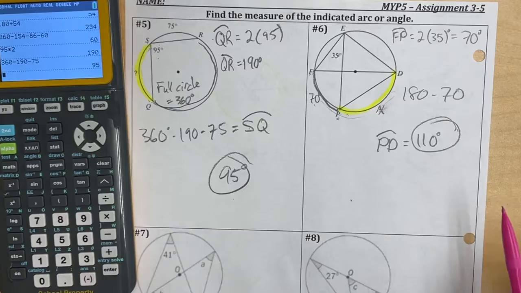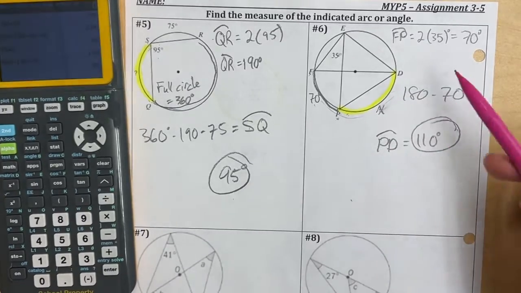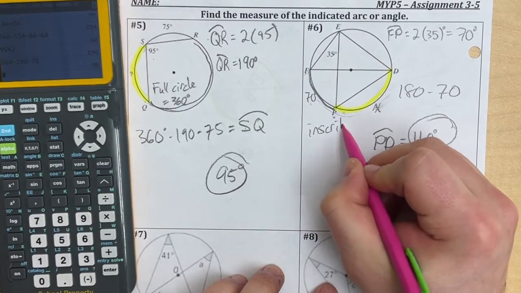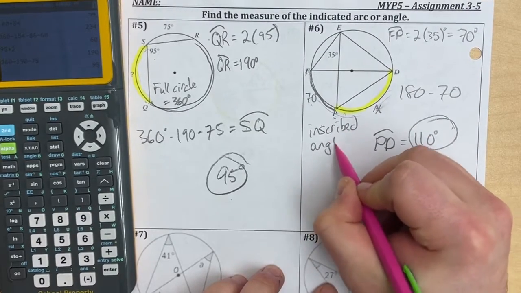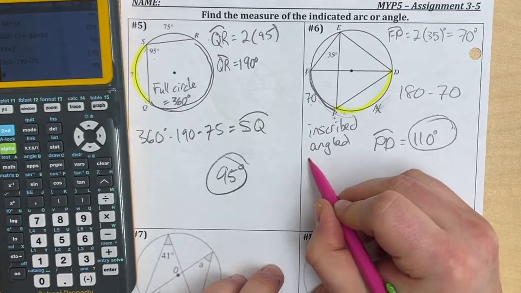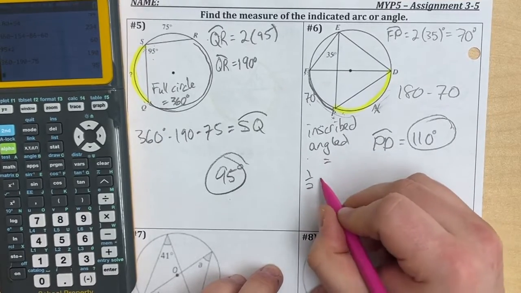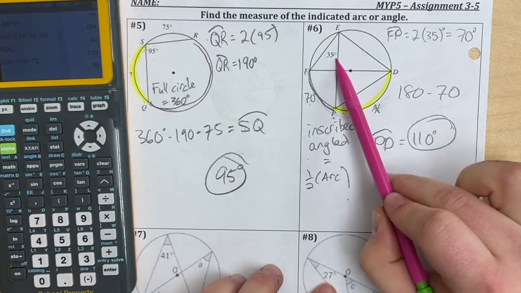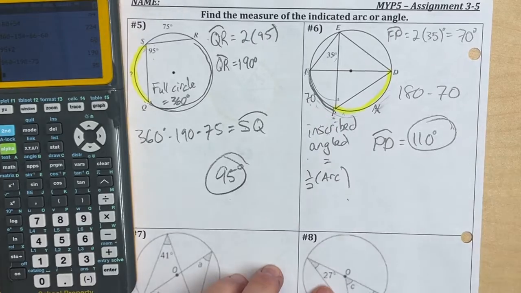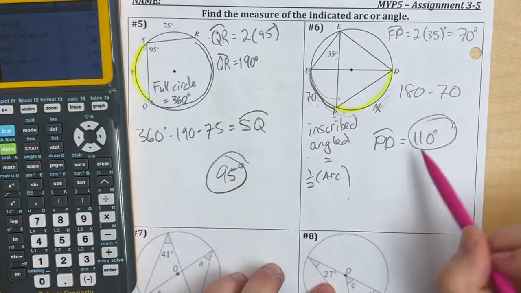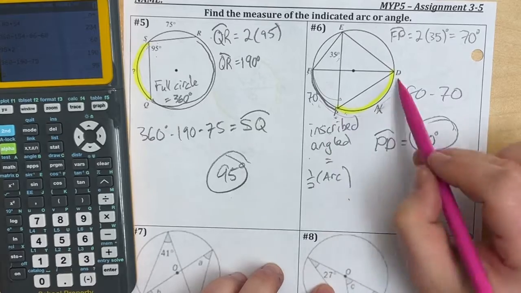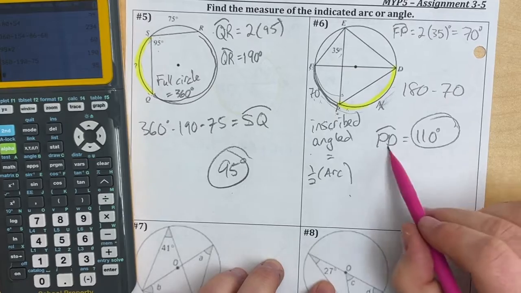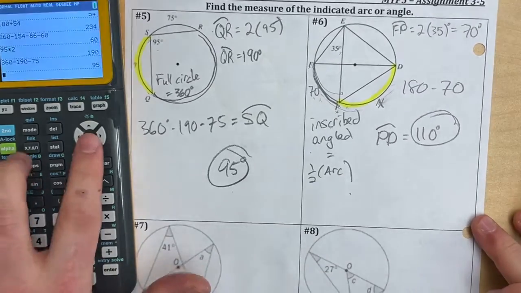So again, make sure you can use those labels. So this would be using that inscribed angle is 1/2 of the arc. So notice how I used that. I said the inscribed angle is half of this arc, which is 70. And so I said this is 35, which we used to find our semicircle of 180. So we did 180 minus 70 to get that highlighted amount of PD, which is 110 degrees.